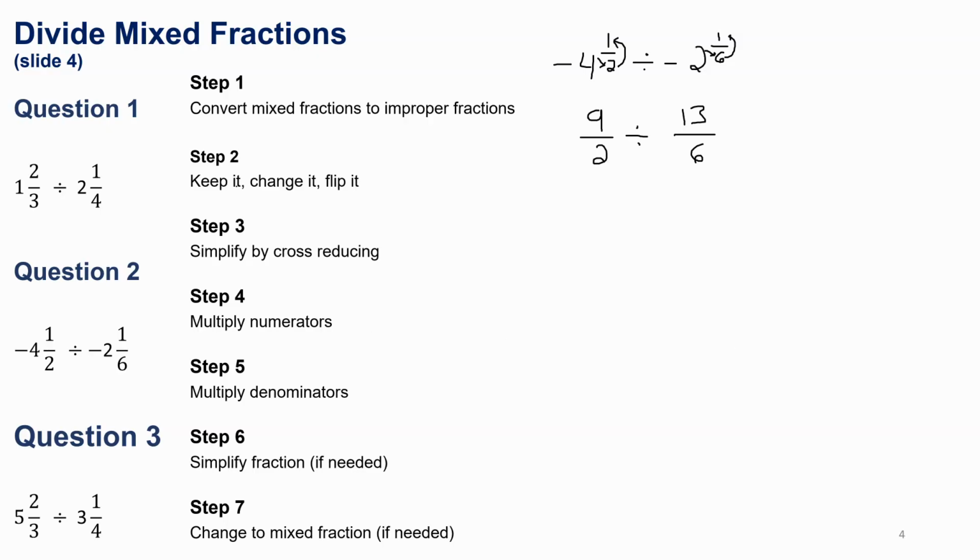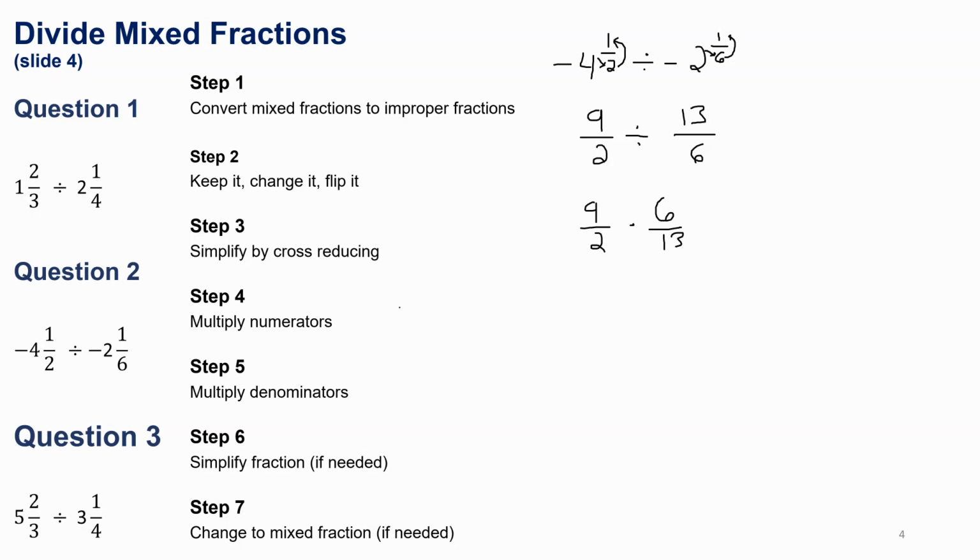From here, I can follow my keep it, change it, flip it rule, where I keep the 9 over 2 the same. I change the division to multiplication, and I flip 13 over 6 to become 6 over 13.